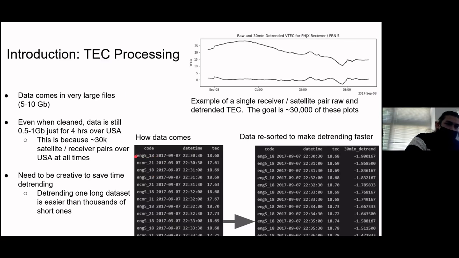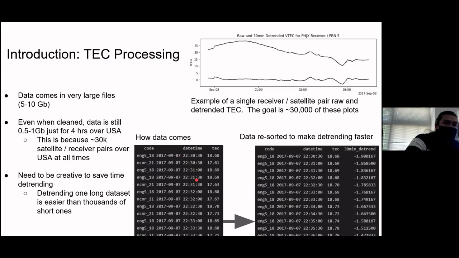But you can see the data comes sorted alphabetically by satellite receiver pair and then by date time. And so you get like 30,000 data entries just for 22:30:30 here. Hopefully you can see this. And then the next 30 seconds will come and you get the same thing.